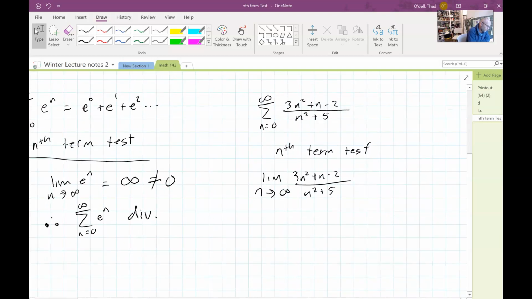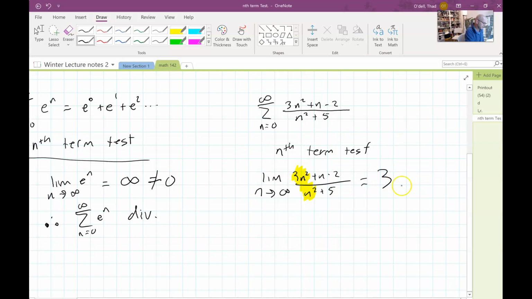Now we have to use our pre-cal skills. Hopefully you remember that if you're looking at a situation like this, we're looking at a rational function. We did these in pre-cal when we talked about end behavior of rational functions. If n is getting larger and larger, the highest power on top and bottom become the dominant feature. And so the n minus 2 and the 5 become insignificant as n gets larger and larger. So this thing is going to get closer and closer to 3.